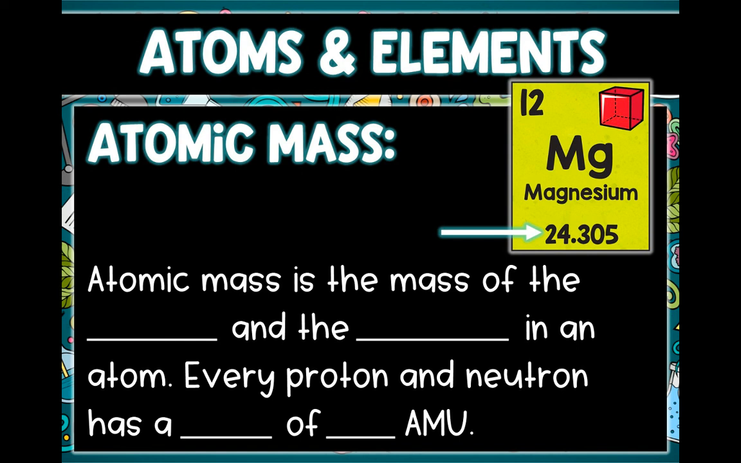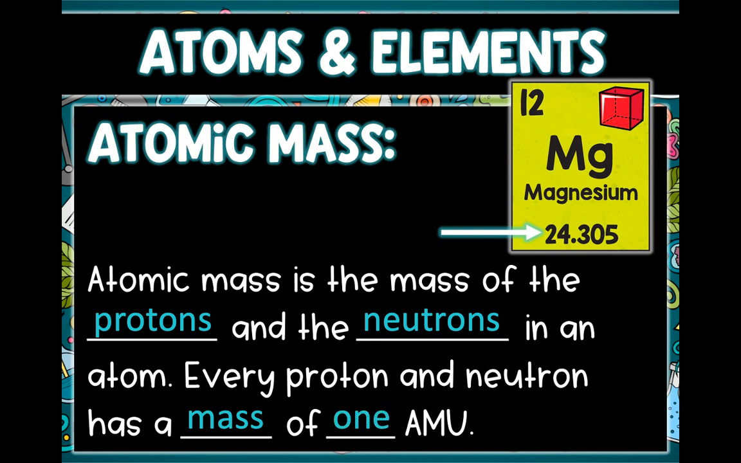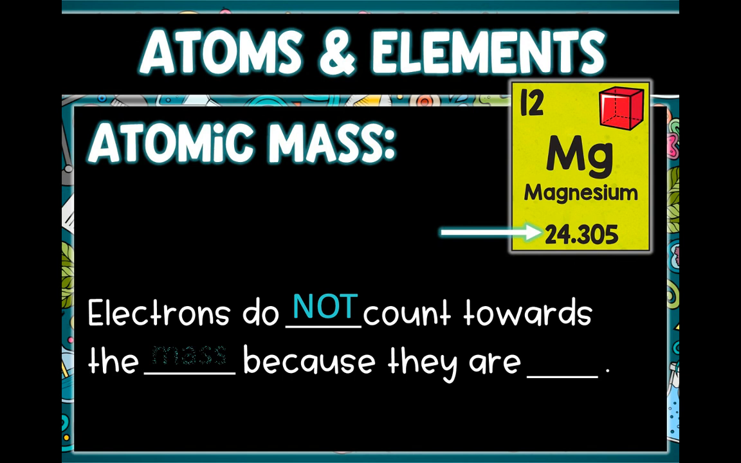So the atomic mass is the next thing we're going to look at. The atomic mass is the mass of the protons and neutrons in an atom. Every proton and neutron has a mass of 1 atomic mass unit. That's not something that's going to change. Notice that we're only counting protons and neutrons because electrons are so teeny, teeny, tiny that they don't really affect the mass of the atom.